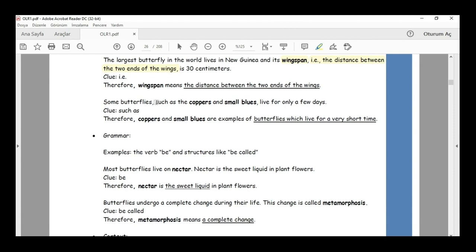Some butterflies, such as the coppers and small blues, live for only a few days. Take a look at this. There is coppers and small blues. Maybe you don't know the meaning, but it says some butterflies, such as coppers and small blues. This means that these are types of butterflies. They are examples of butterflies that live only for a few days.